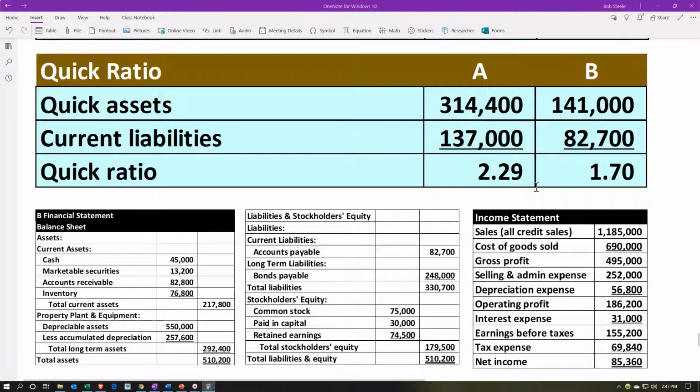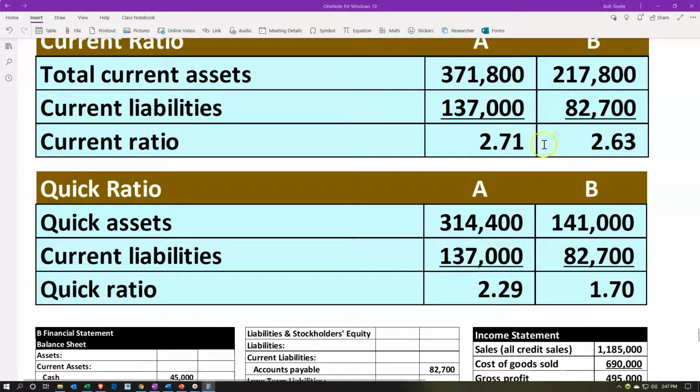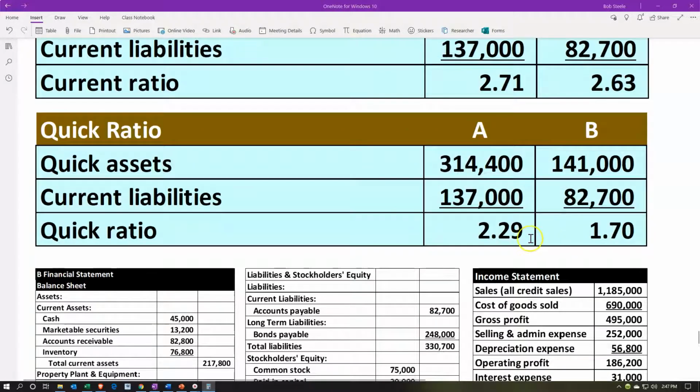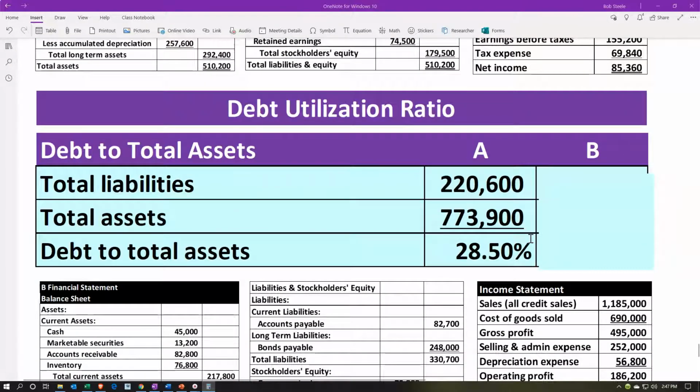If you were to compare the two, then the banker would feel more safe giving a loan possibly to A, given these two ratios. These two are pretty close, obviously. This one's a little more spread out. So that would be leaning towards A, at least from a loaning perspective.